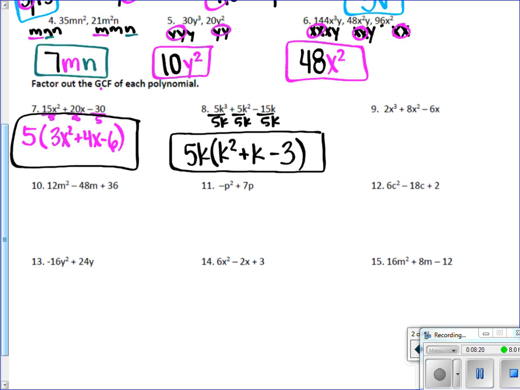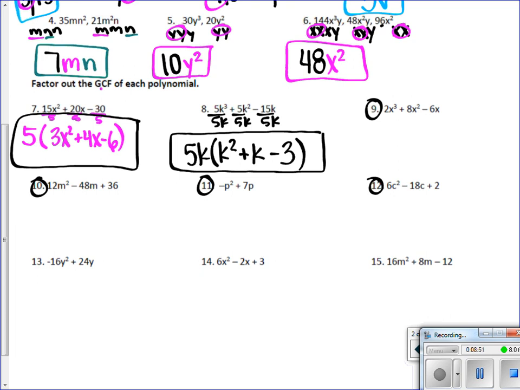You feel like y'all can try some on your own? Maybe? Okay. I want you to do number 9, 10, 11, and 12. For number 10, 12 on the outside, and then m squared minus 4m plus 3. We're going to skip number 11 for just a minute. Number 12, 2 on the outside, and then 3c squared minus 9c plus 1.